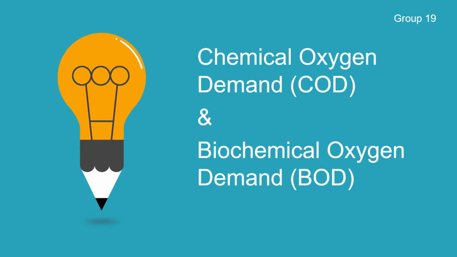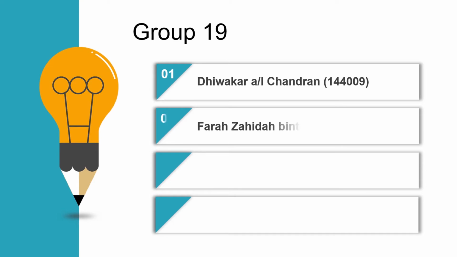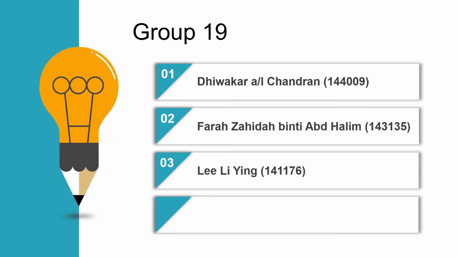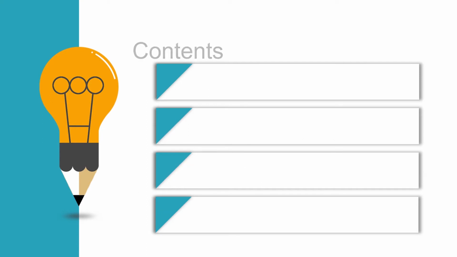We are a group of chemical engineering students taking the course EKC291, Chemical Engineering Laboratory 1, for this semester in Universiti Sains Malaysia. Our group consists of 4 members, including Dhiwakar Chandran, me, Farah Zahidah, Li Ying, and Mohamad Zainul. Our group will share and explain some different parts.